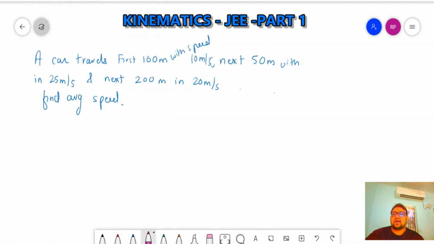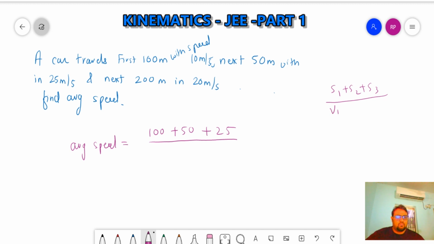See here it is given. A car travels the first 100 meter with speed 10 meter per second, the next 50 with 25, and the next 200 with 20. So we will use the shortcut directly. Average speed will be equal to s1 plus s2 plus s3, means distance 100 plus 50 plus 200, upon s1 by v1 plus s2 by v2 plus s3 by v3.